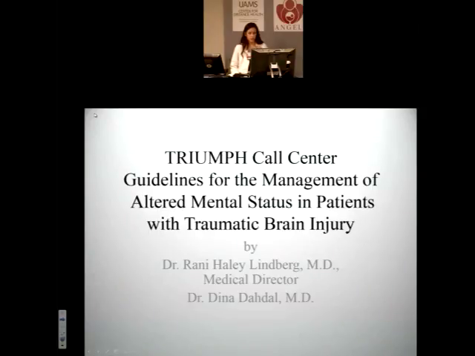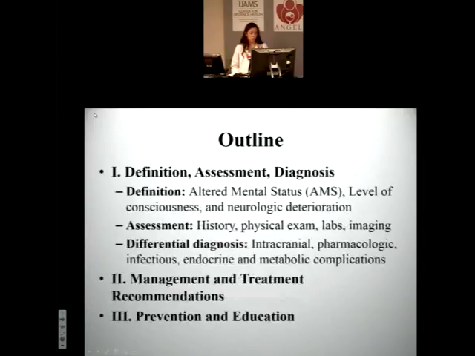So like Jeff said, today we'll be talking about guidelines for the management of altered mental status in patients who have had traumatic brain injury, and this goes from the acute traumatic brain injuries into the chronic traumatic brain injuries. It's applicable to all patients with this diagnosis. We will be going over the definition of altered mental status, especially in this patient population, because they are already altered from their injury. You do have to be aware of specific definitions for this patient population.